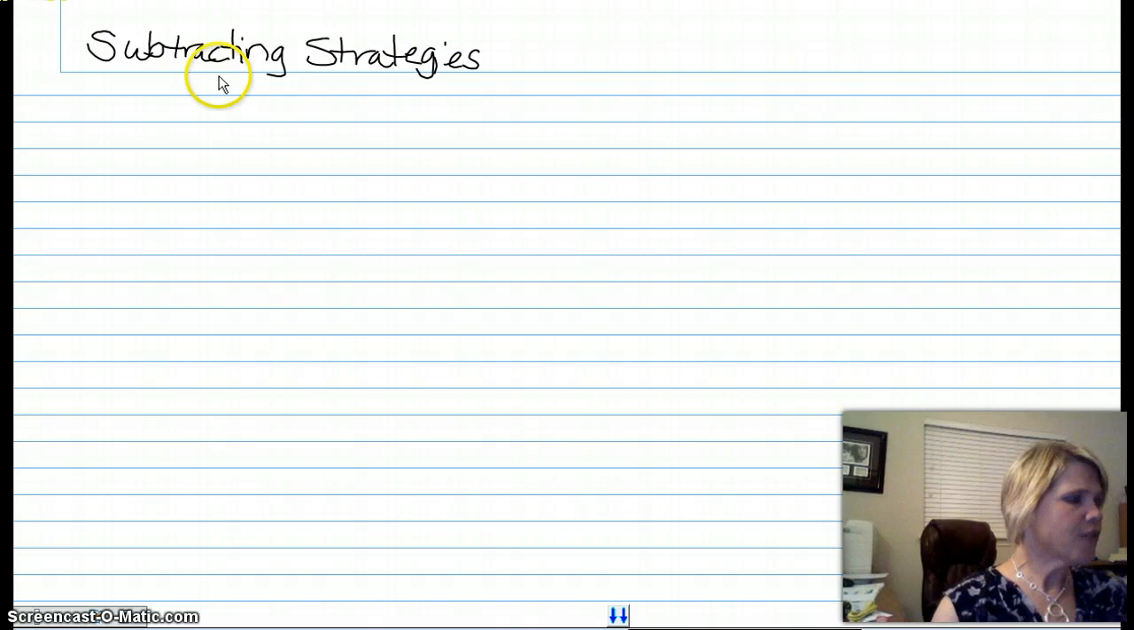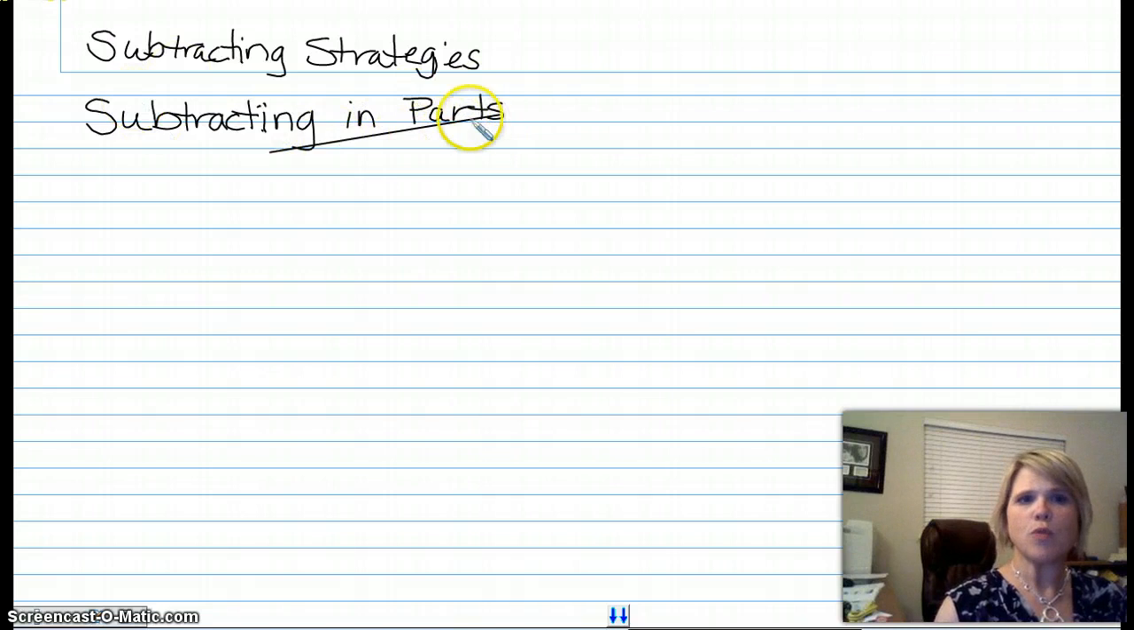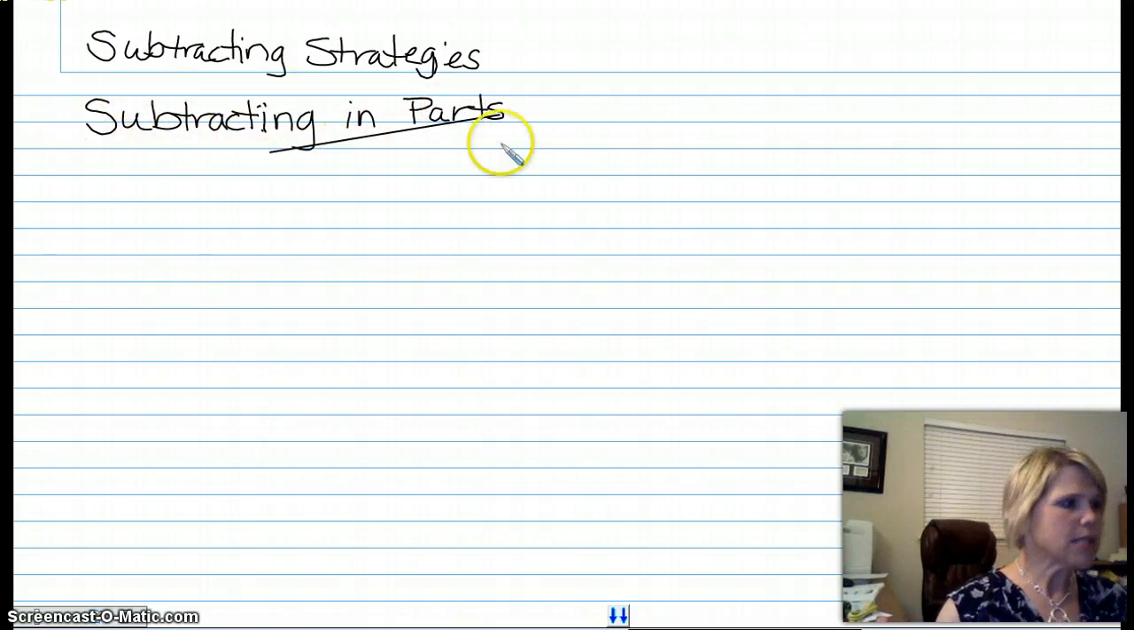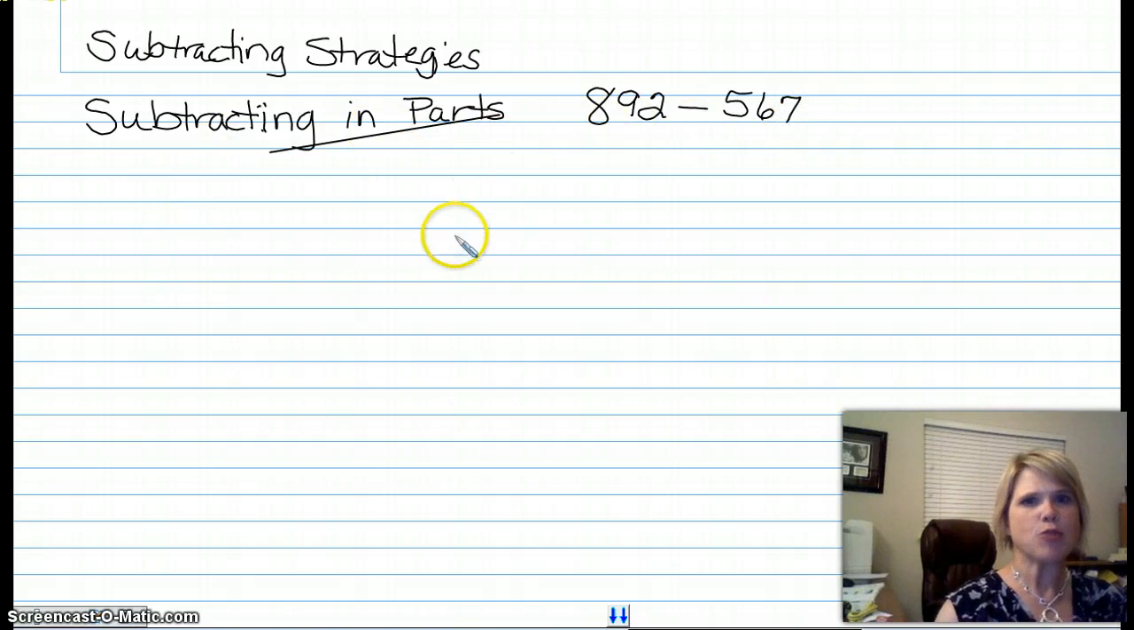Okay, and the first one is going to be called Subtracting in Parts. So go ahead and write that down. Pause if you need to. And you're going to write down what I write down, and you're going to pause it whenever you need to understand what I'm talking about. Subtracting in parts. Let's say, for example, we're going to take 892, and from that we're going to take 567. I'm going to show you 4 different ways that you can do this subtraction problem.